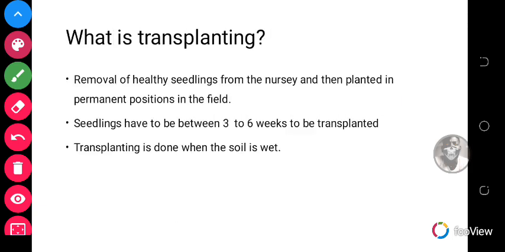So let's look at what transplanting is. Basically, the removal of healthy seedlings from the nursery and then planting them in permanent positions in the field is what we refer to as transplanting. So seedlings have to be between 3 to 6 weeks to be transplanted. And transplanting is done when the soil is wet. It's very important that you transplant when the soil is wet so that you don't lose part of the plants.